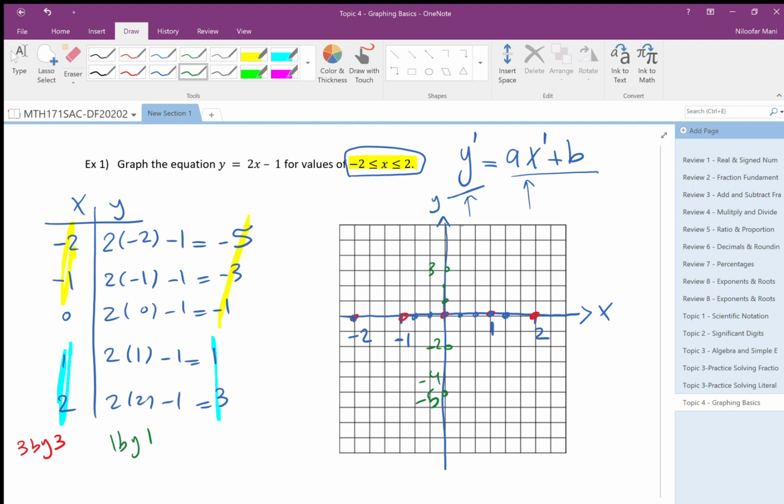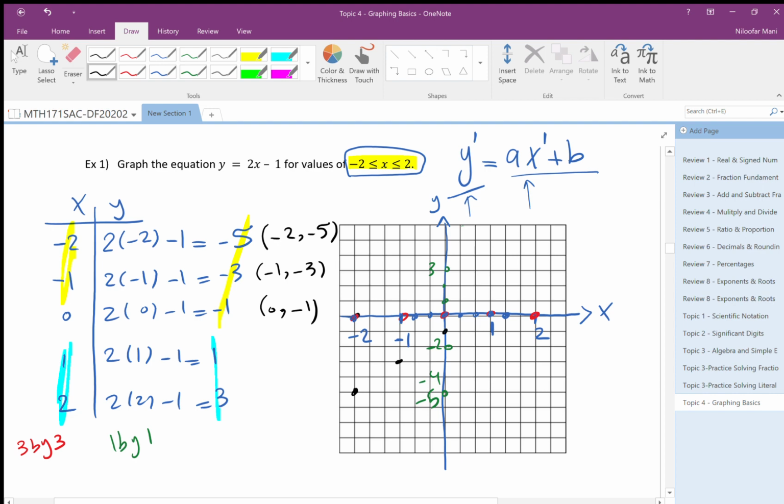Okay, so now I find my points. -2 and -5. So one of my points is -2, -5. Okay, so -2 is here and -5 is here. This is the point. One of the points is -1 and -3. So -1 and -3 is here. One of the points is 0 and -1. So 0 and -1, which is here.